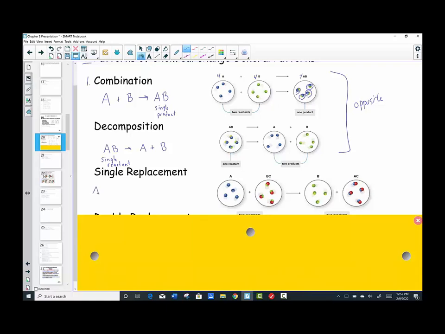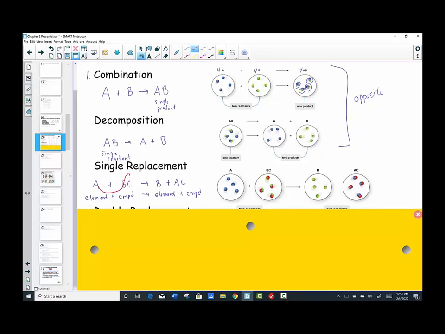The third pattern is known as a single replacement. This is where we take an element and react it with a compound to produce a new element and a new compound. An element plus a compound where we form a new element and a new compound. Notice what happens here is that element A kicks out element B from the compound and steals its partner. A single exchange, a single displacement, single replacement, where the elements A and B swap places.